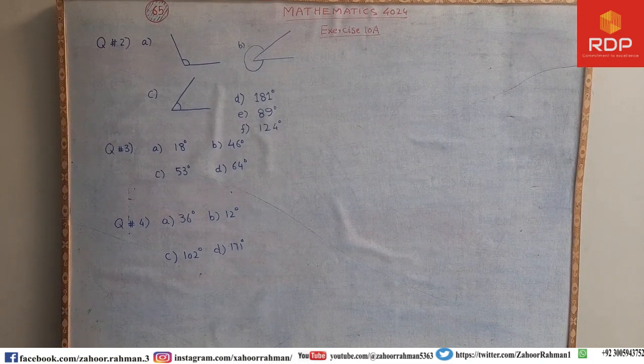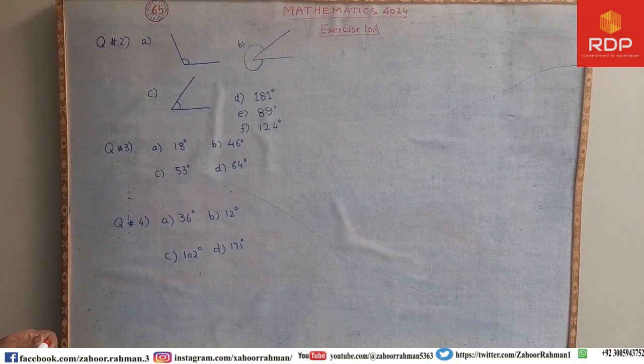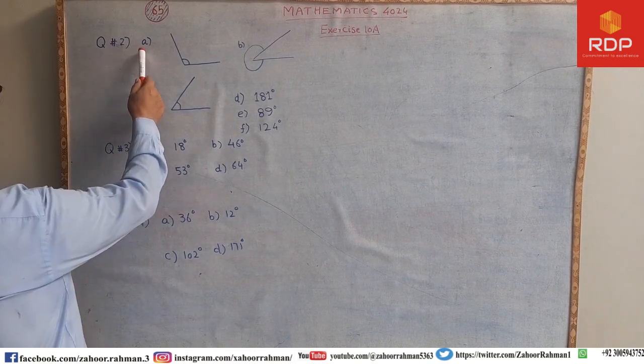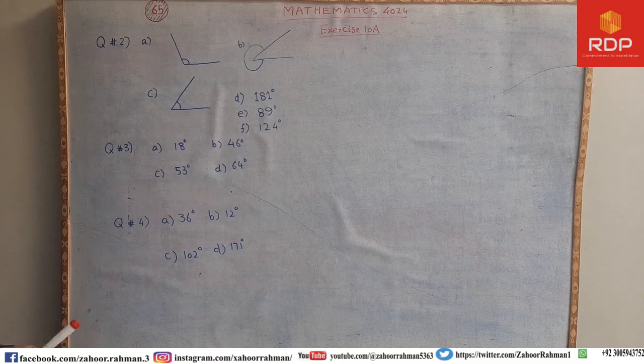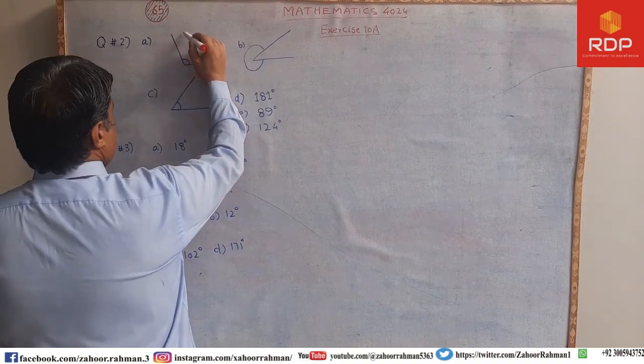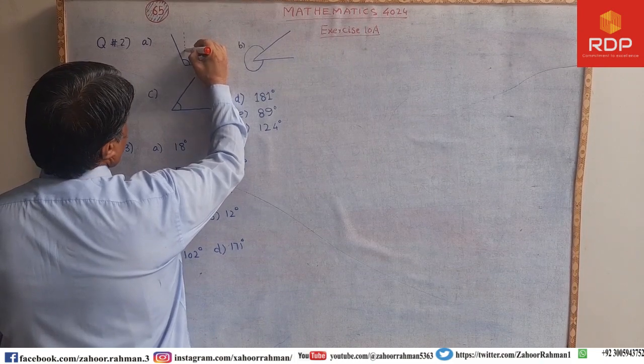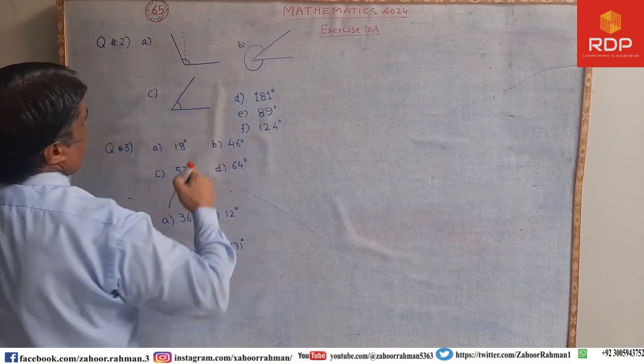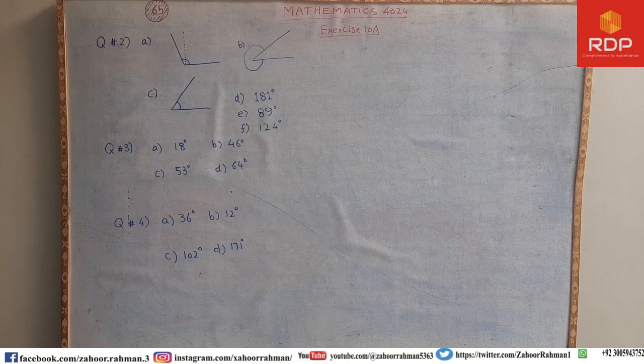So let us see what these angles are saying. These questions are given in this particular way because if it is a right angle, it means it will be like this.